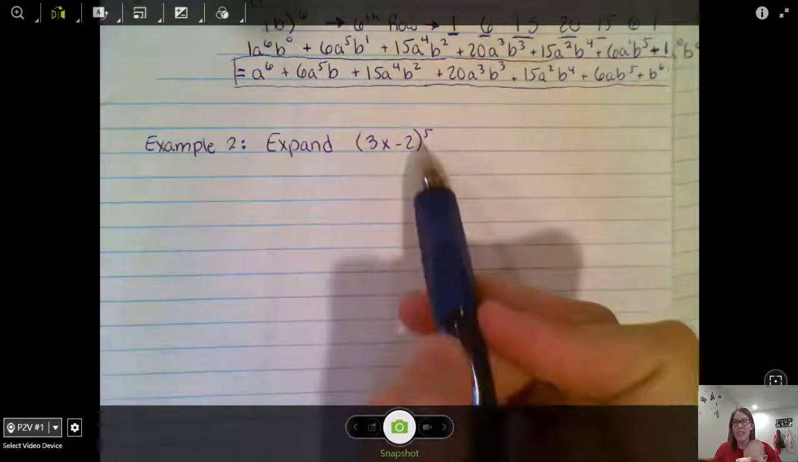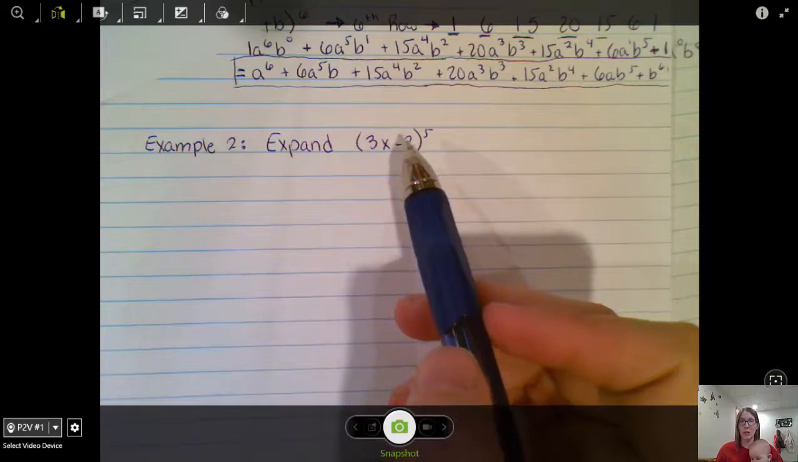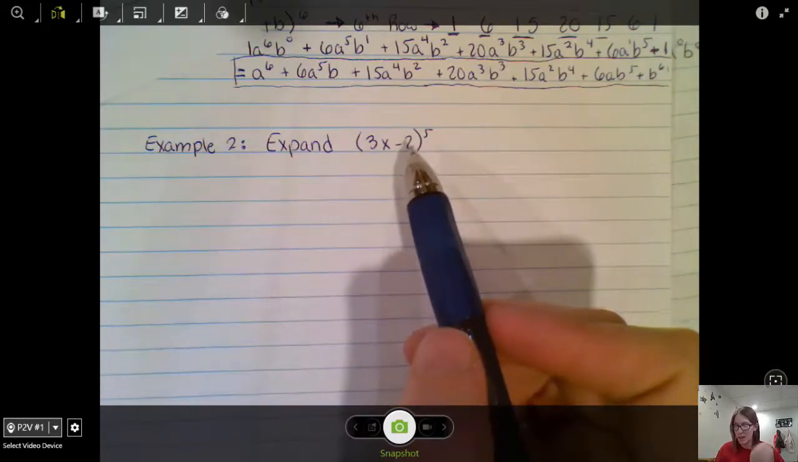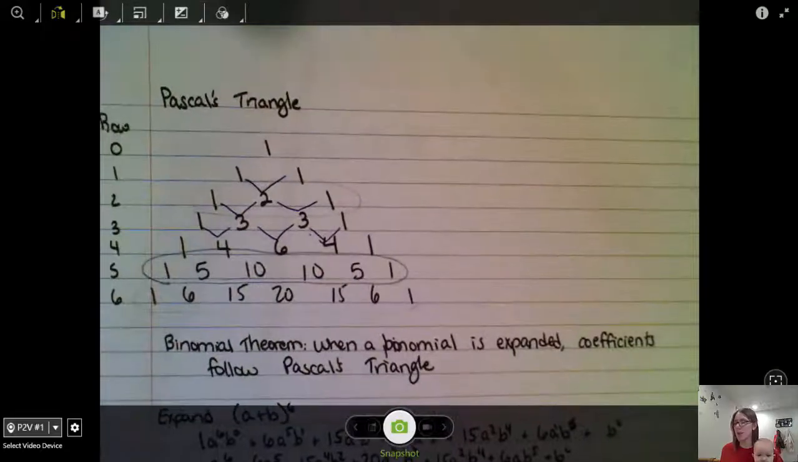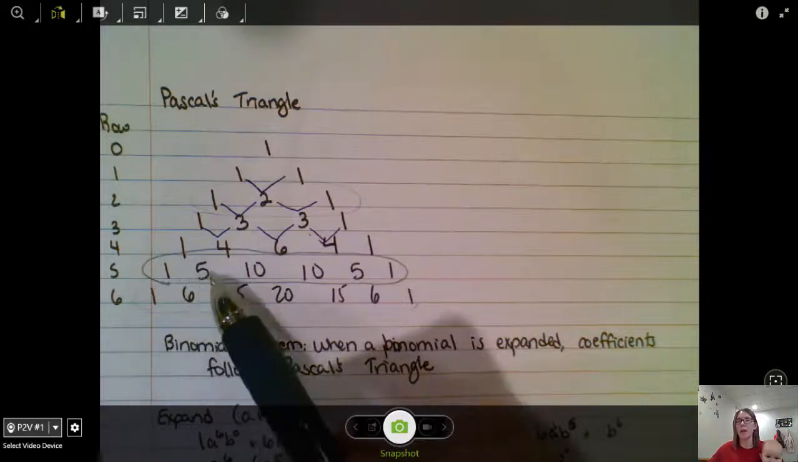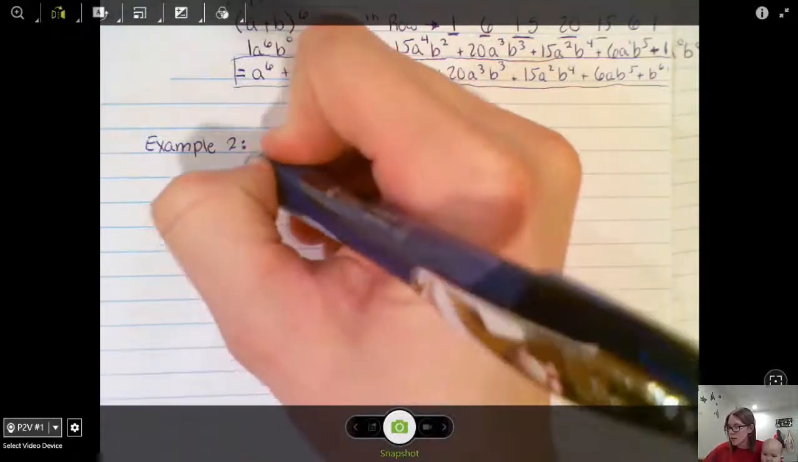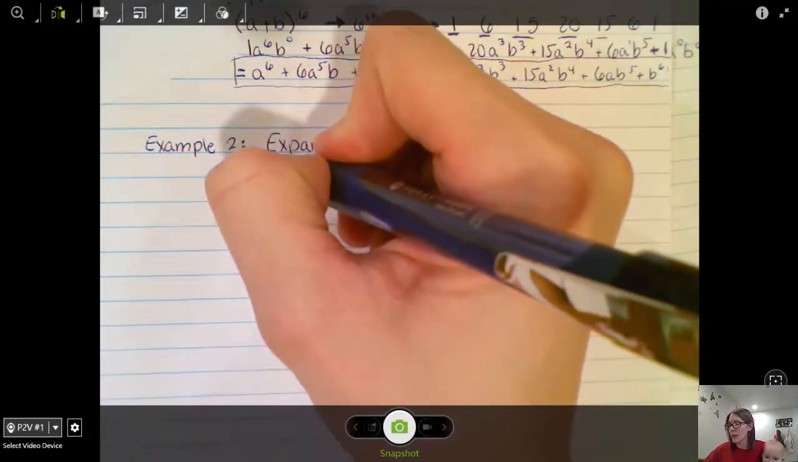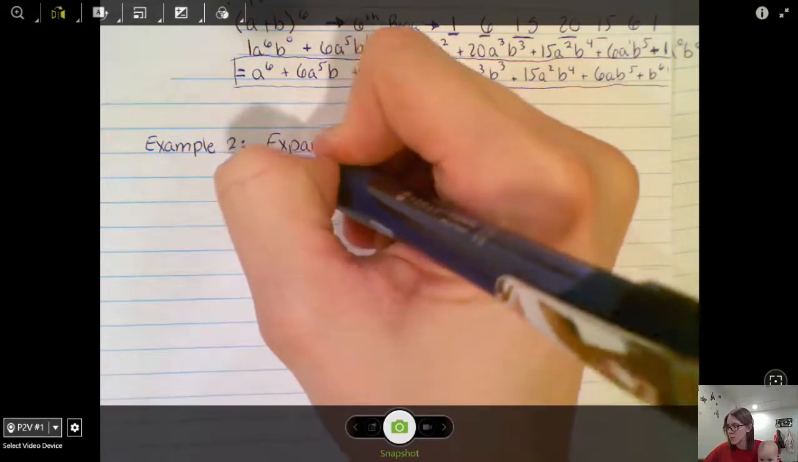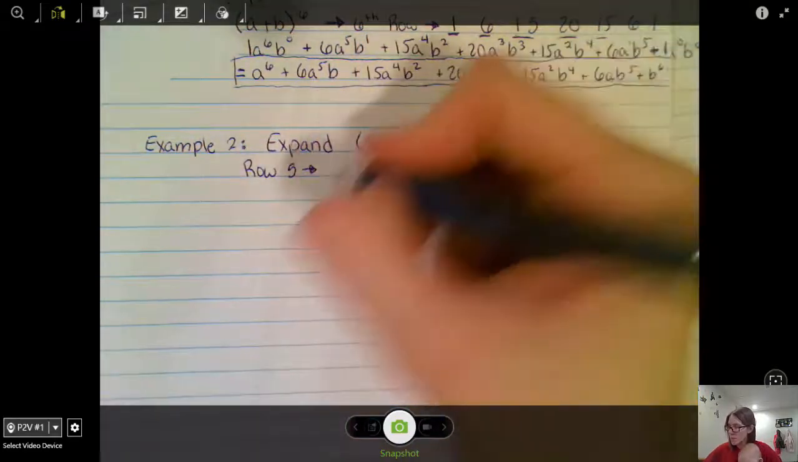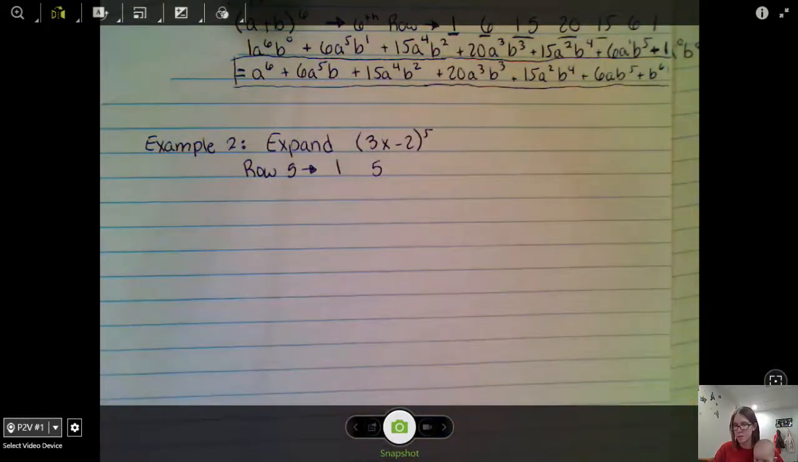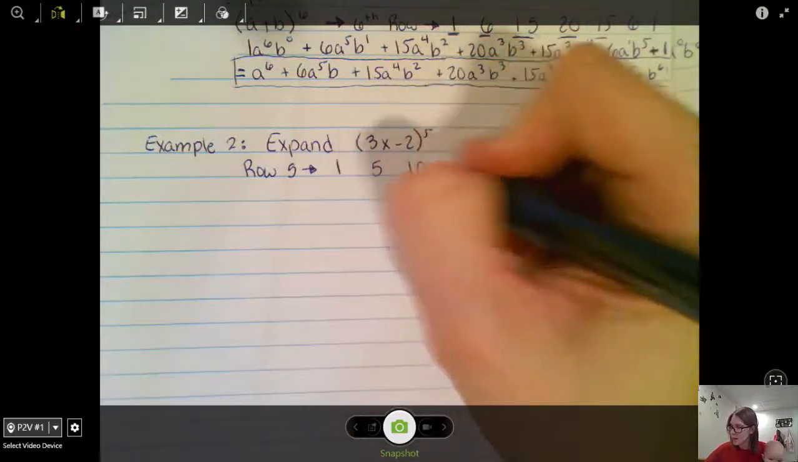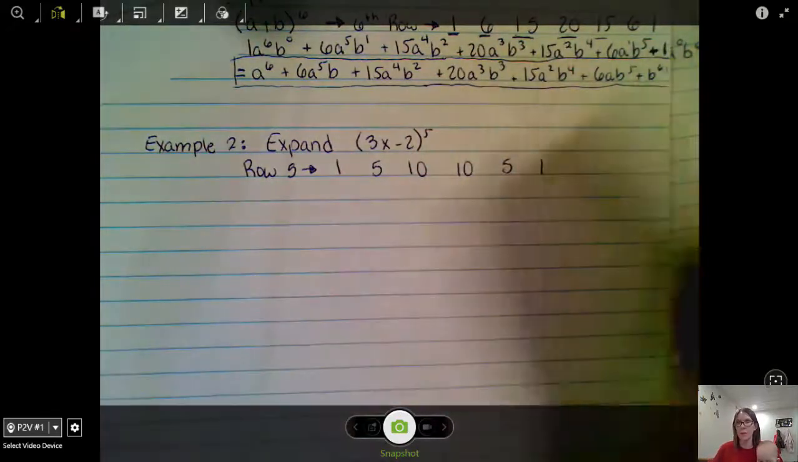First of all, we're raising this to the 5th power. And again, I don't know about you, but I don't really want to have to multiply all that out. Since it's the 5th power, we are going to look at row 5 of Pascal's triangle. And that's actually the one I have circled here. 1, 5, 10, 10, 5, 1. Remember, that tells us the coefficients that we're going to have when we actually expand this.